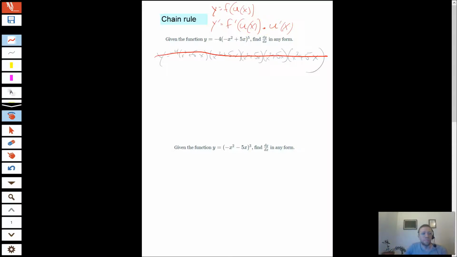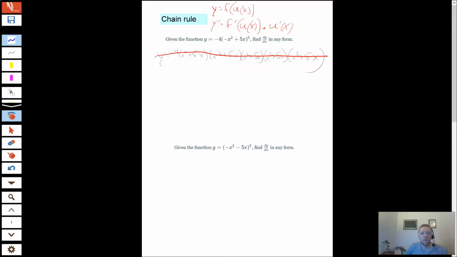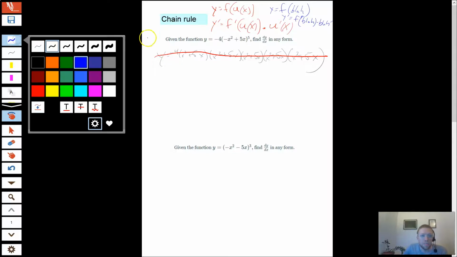I had a teacher once that taught it as, if you have y equals f of blah, this may or may not be helpful, I found it helpful, then y prime is equal to f prime of blah times blah prime. And now you're like, what in the world is he talking about? Let's do this first example, and it will become far more clear.